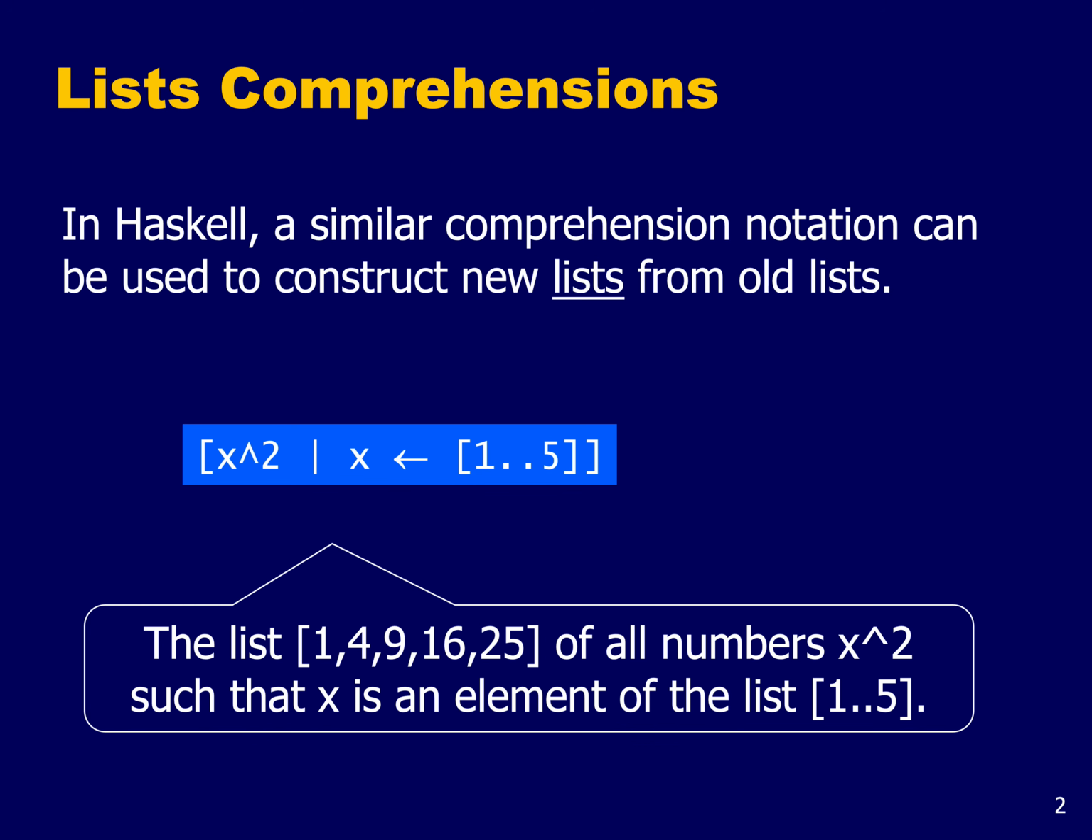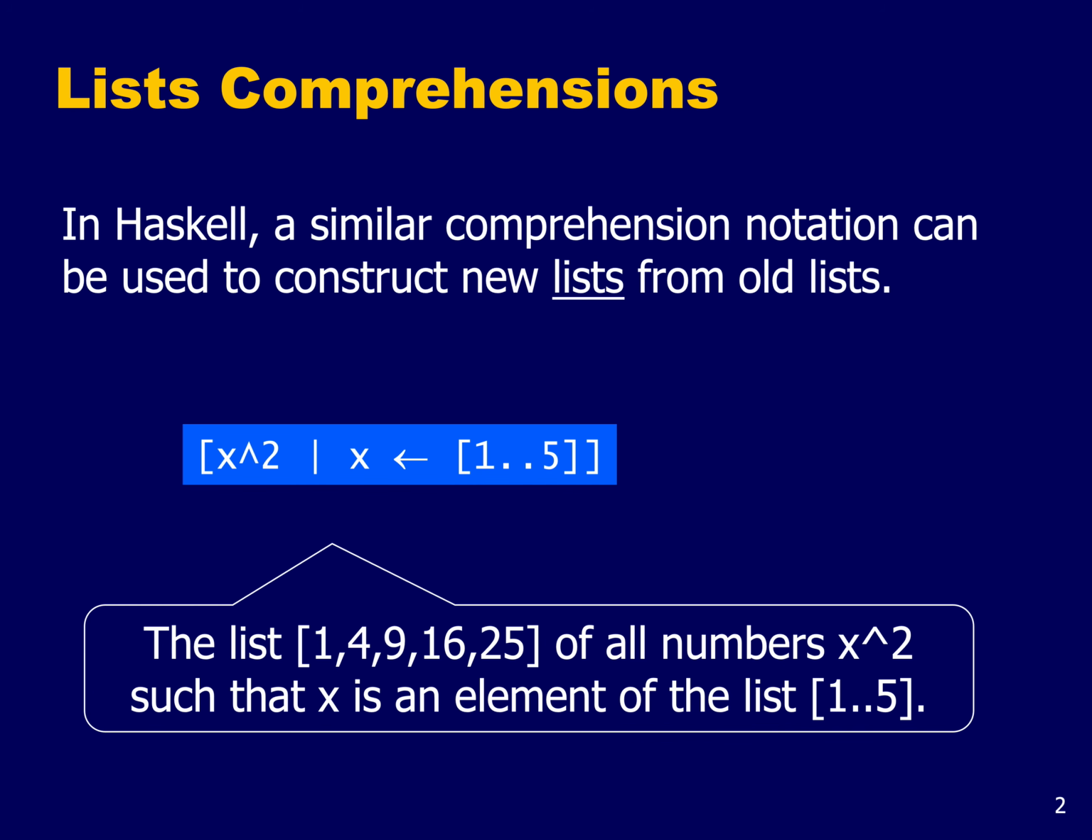and then we say x is drawn from, or as an element of, the list from 1 to 5. So here we're taking the old list, 1 up to 5, which is just 1 dot dot 5 in square brackets in Haskell. We're selecting the elements from it one at a time, and then we're squaring each of those elements. So in this case, we will get the list 1, 4, 9, 16, and 25.